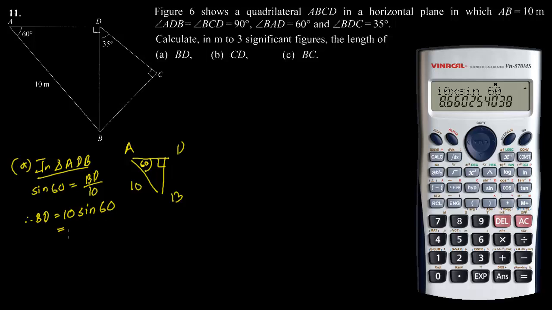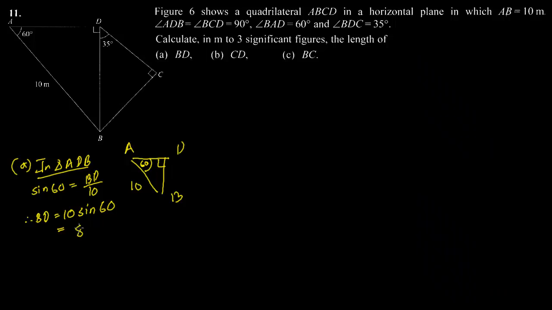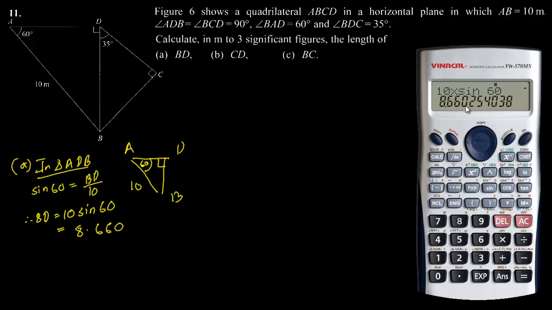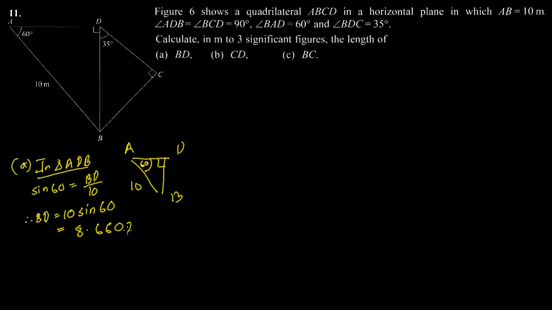8.66025. So 3 significant figure is 8.66, but we have to write more accurate. 8.66025 meter. We have to write the value because otherwise there would be a rounding off error in the next sum.